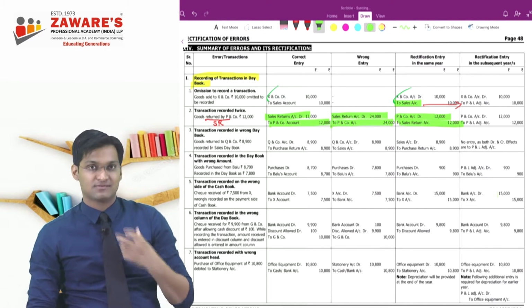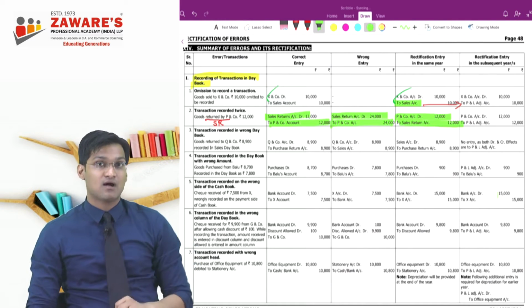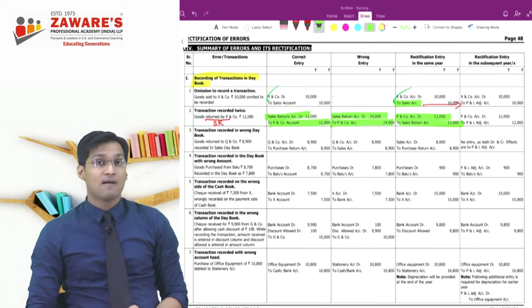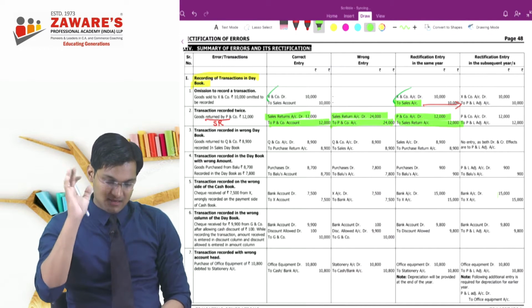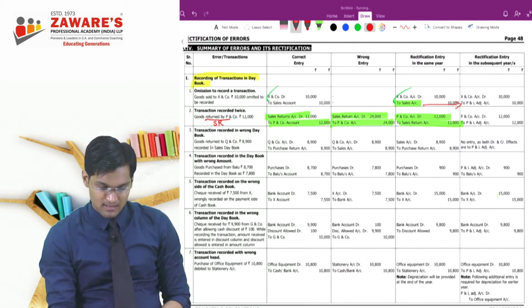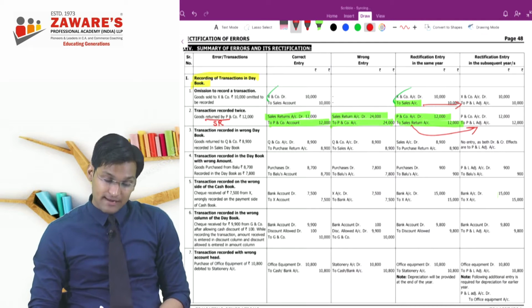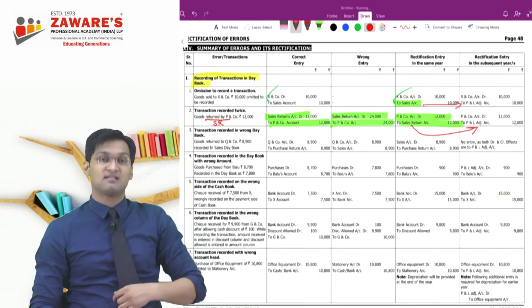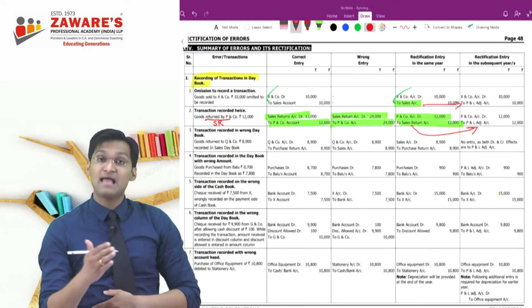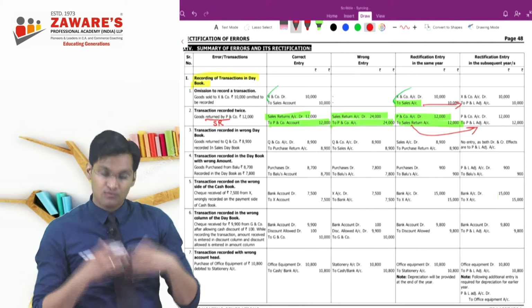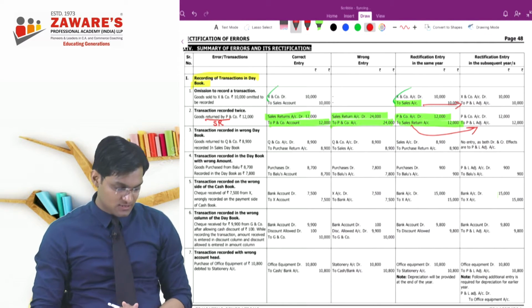with P&L adjustment account. P and Company account is personal account, but sales return account is which account? Nominal account. Therefore, this account will be replaced with profit and loss adjustment account. Therefore, your rectification entry, if it's rectified in the subsequent year, will be P and Company account debit to profit and loss adjustment account credit.